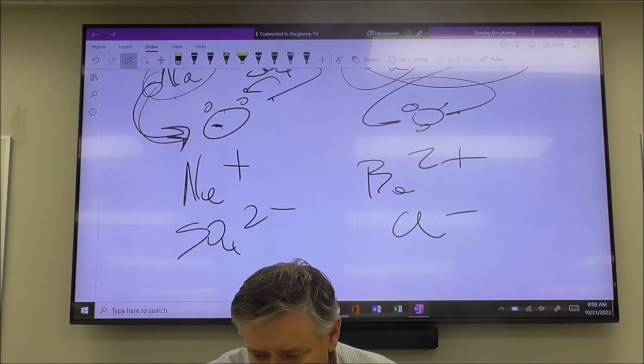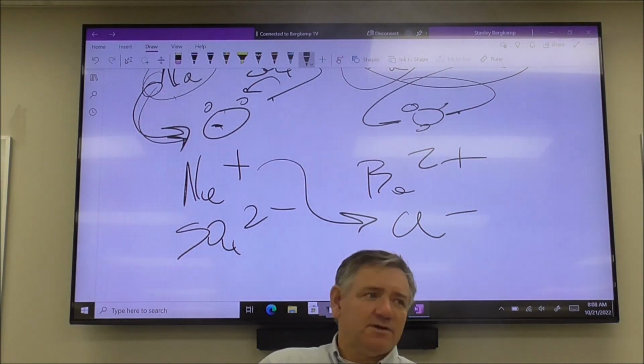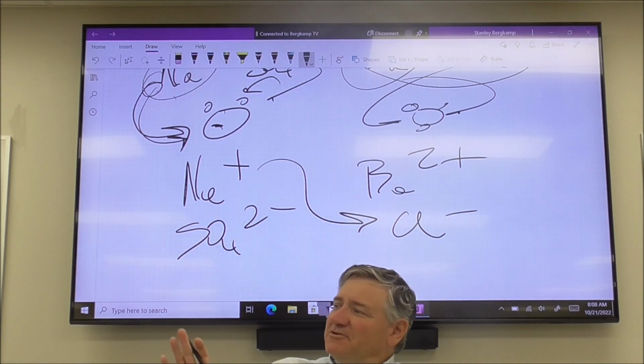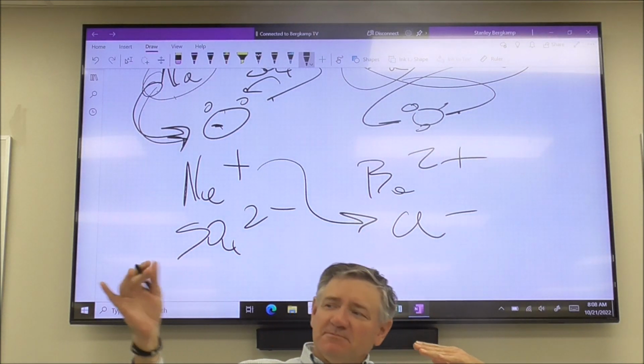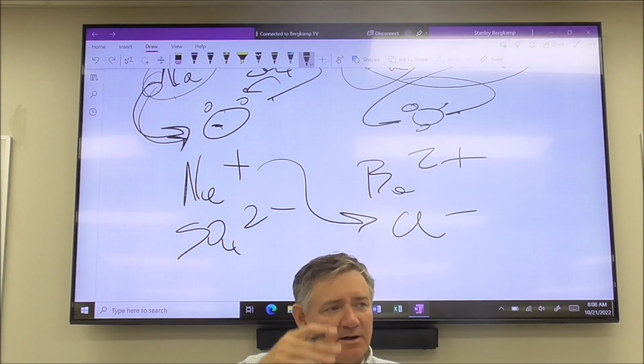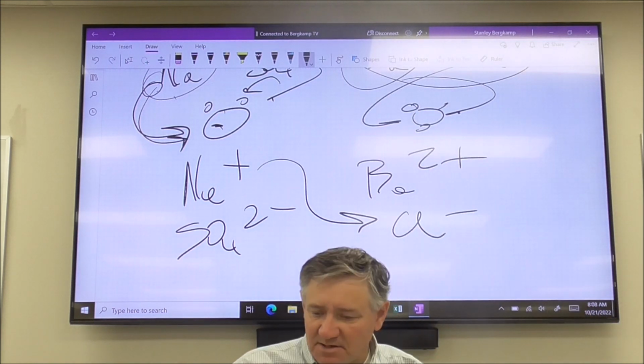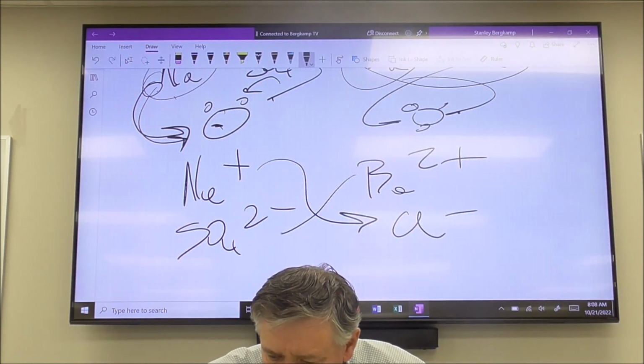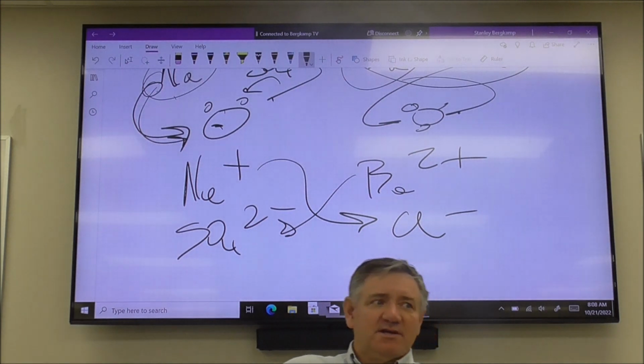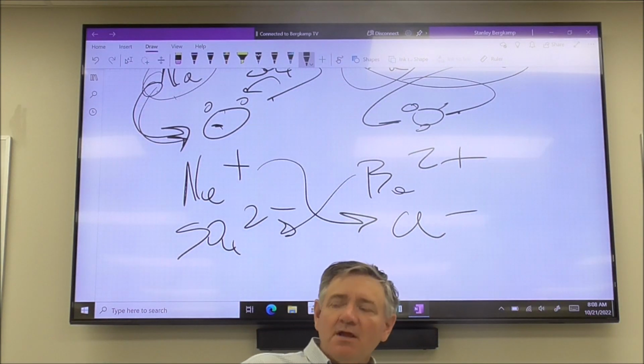The sodium is going to bond with chlorine because they're oppositely charged. It's going, oh, this is kind of cool. It's like a dance. Hey, yo, sodium, chlorine, let's talk. Because they're oppositely charged, they're going to attract each other. The barium is going to become attracted to the sulfate because they're oppositely charged. So here's the deal.